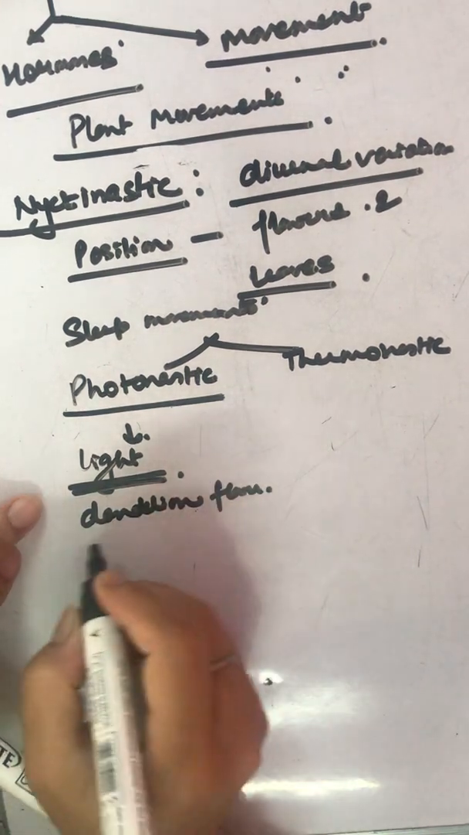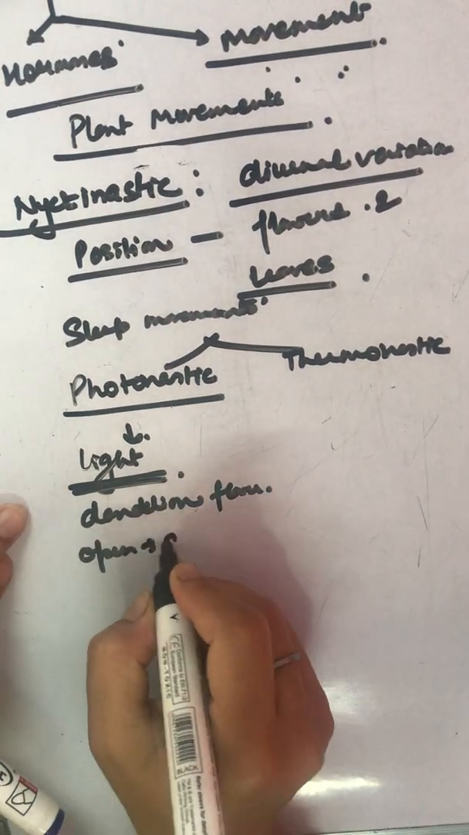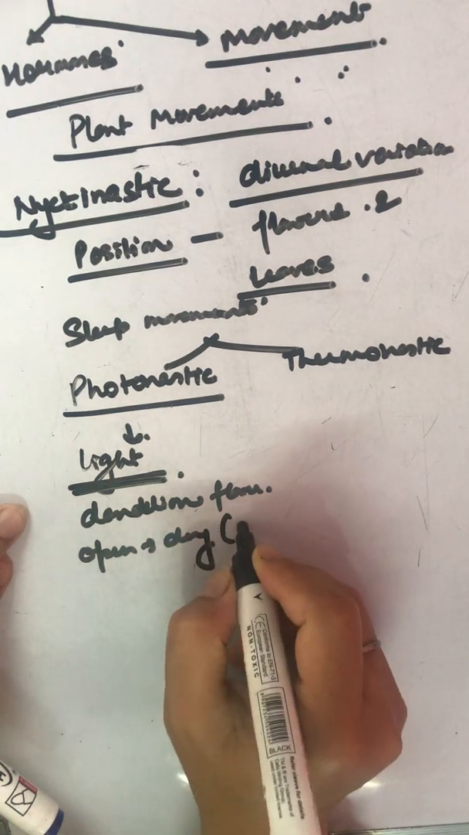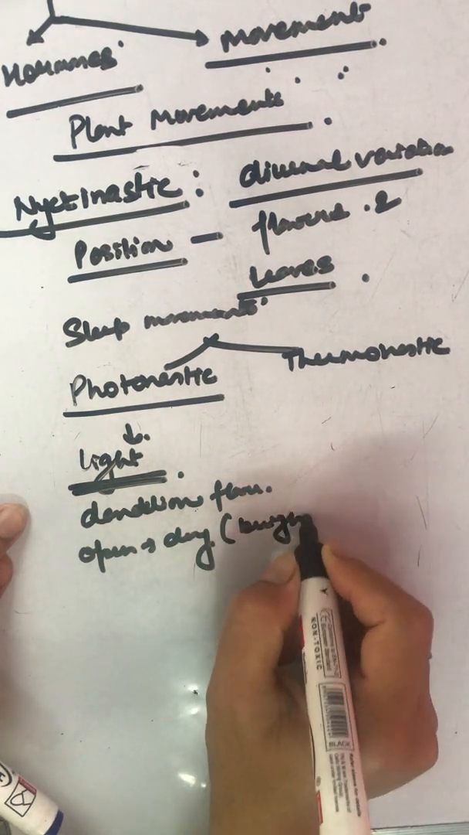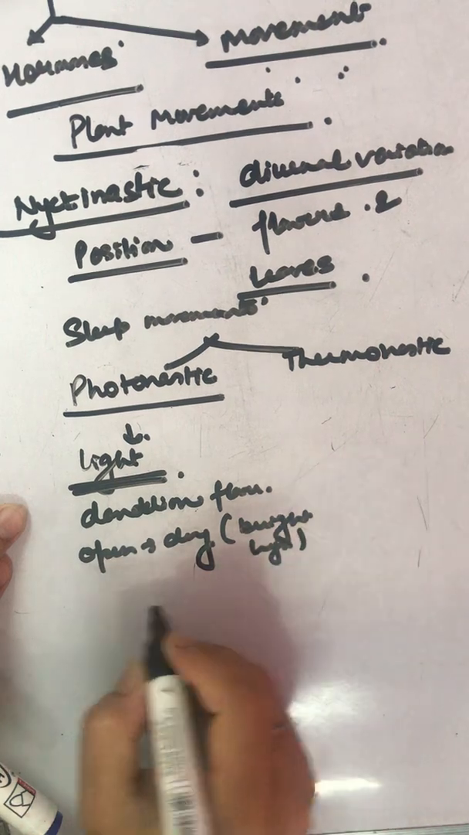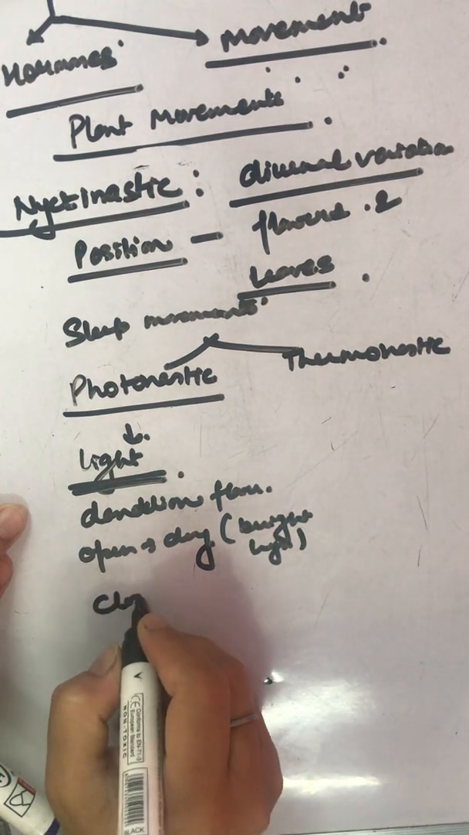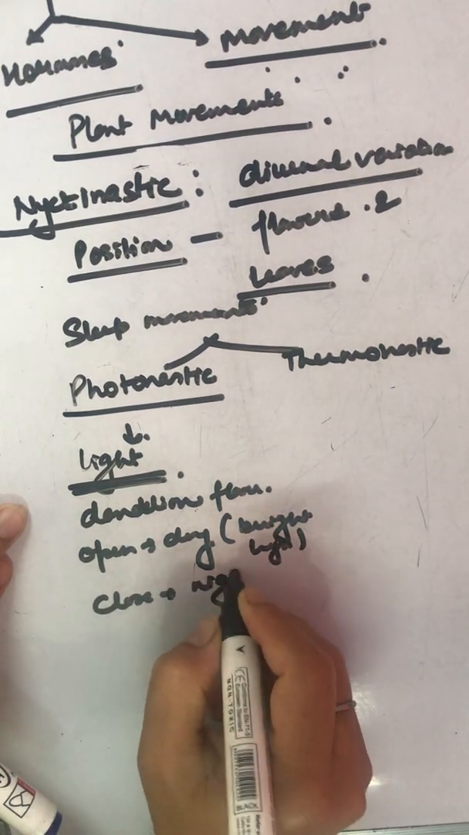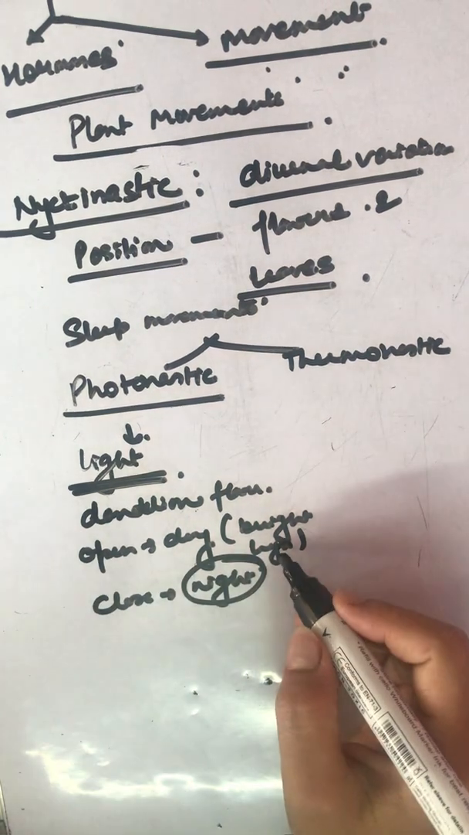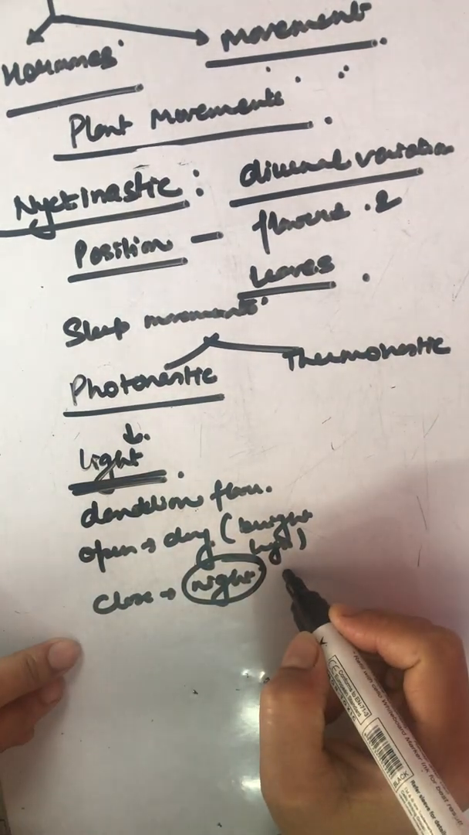What happens to dandelion flower? It opens up during the daytime. Why? Because it is morning, bright light होती है उस time पे, and it closes during the night time. Why? Because at that time the sunlight fades.